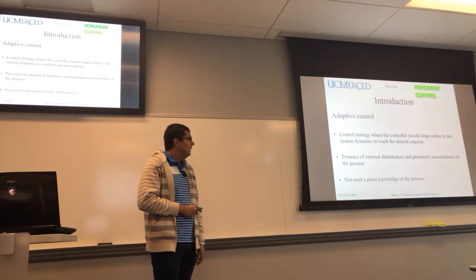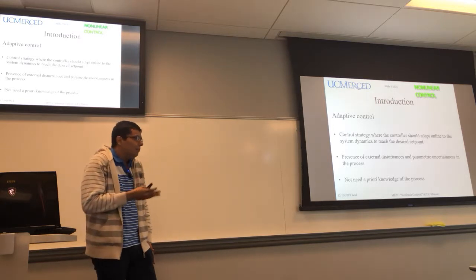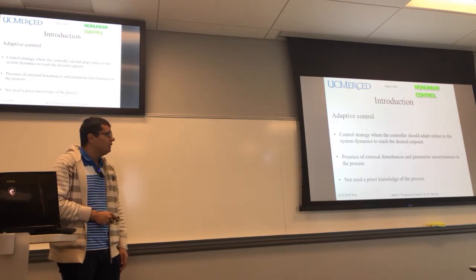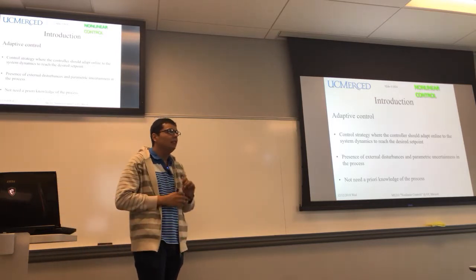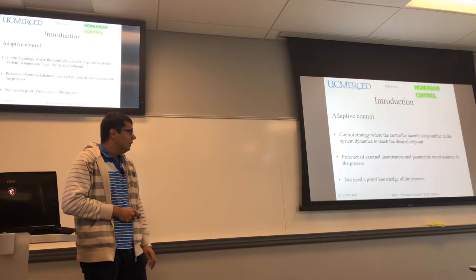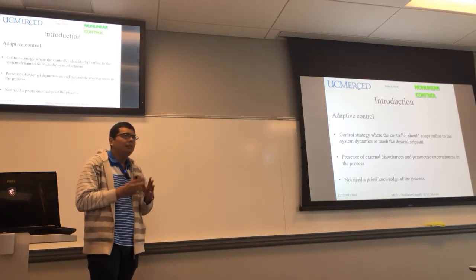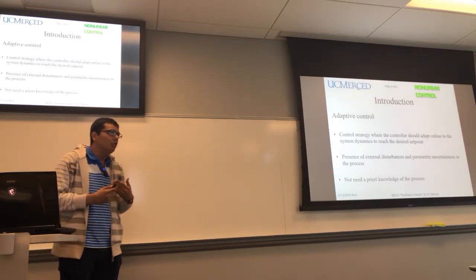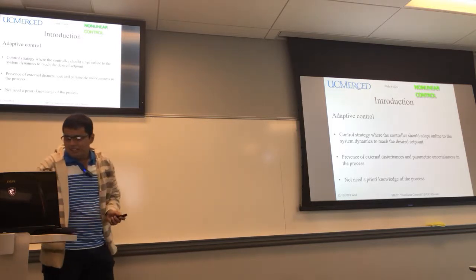In that sense, the adaptive controller should deal with external disturbances and parametric uncertainties of the process. A real process has many uncertainties and disturbances that affect the performance of the system. The adaptive controller should be capable of adapting to these disturbances and reaching the desired control output. And because it's adaptive control, we don't need a priori knowledge of the process. In some very complex processes, it's very difficult to obtain any valuable information to develop a specific controller to reach the desired set point.